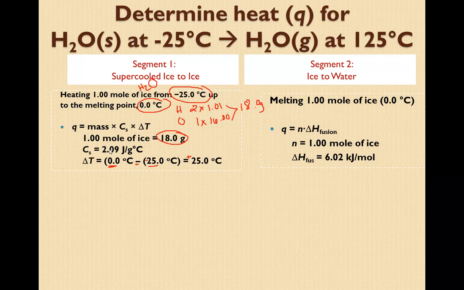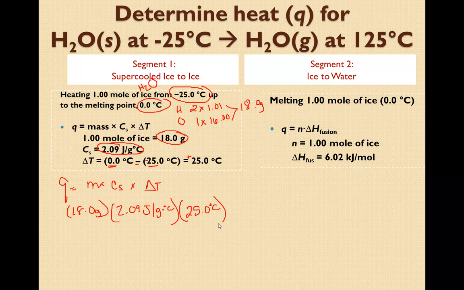And then the specific heat is a known quantity. So we can do Q is equal to mass times the specific heat times the change in temperature, which means 18.0 grams times the specific heat of 2.09 joules per gram degrees Celsius times 25 as the change in temperature. We multiply all that together, and that comes out to be 941 joules of energy that needs to be added to those 18 grams to raise it 25 degrees Celsius. If we wanted to put it into kilojoules, 0.941.